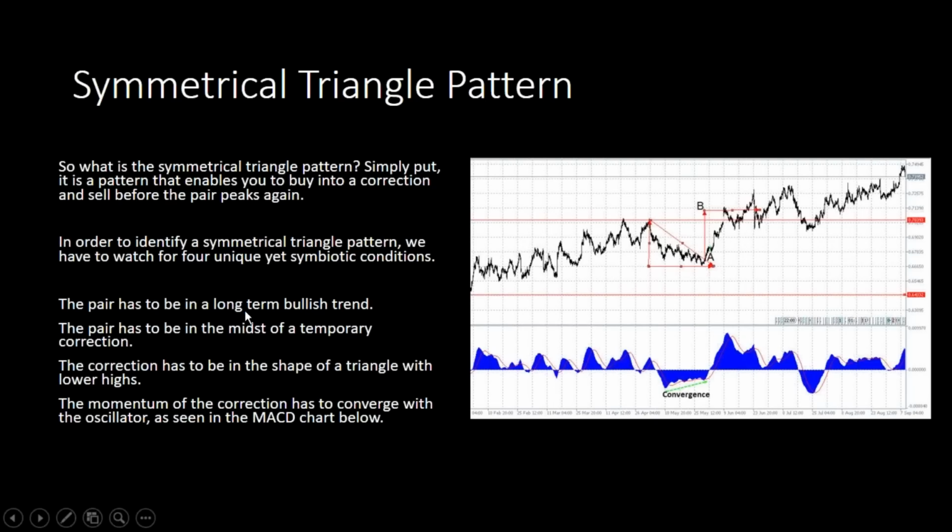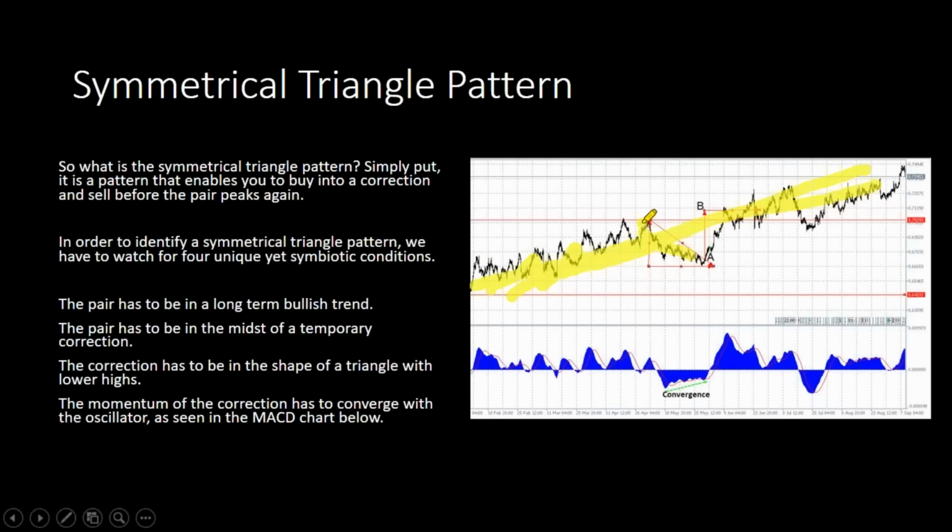The pair has to be in a long-term bullish trend. Okay. So we're looking for an asset that is moving up in a solid, good trend. In other words, thrusts and ease, thrusts and ease. It's a nice long trend. Okay, it's not a weak trend. It is not a very short-term trend. The pair has to be in the midst of a temporary correction. What is a temporary correction? A retracement. The correction has to be in the shape of a triangle with lower highs.